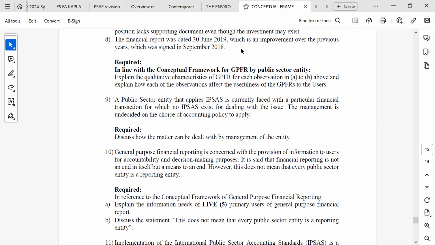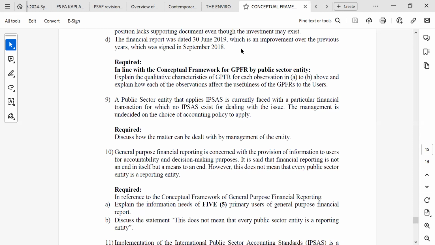No IPSAS exists for dealing with the issue. So if there's no IPSAS dealing with the issue, what do we do? We make reference to what? To the conceptual framework. The conceptual framework will now give us guidelines on how we can develop the accounting policy. So we now make a reference to the accounting policy, accounting policy changes in estimates and errors.